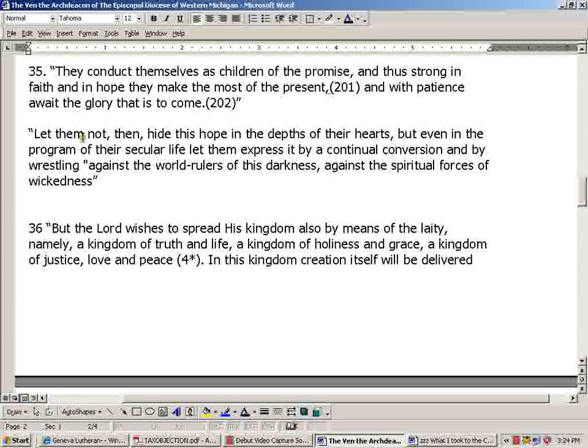Let them not, then, hide this hope in the depths of their hearts, but even in the program of the secular life, let them express it by a continual conversion and by wrestling against the world rulers of this darkness, against the spiritual forces of wickedness. We're destined to do it as a lay apostolate.